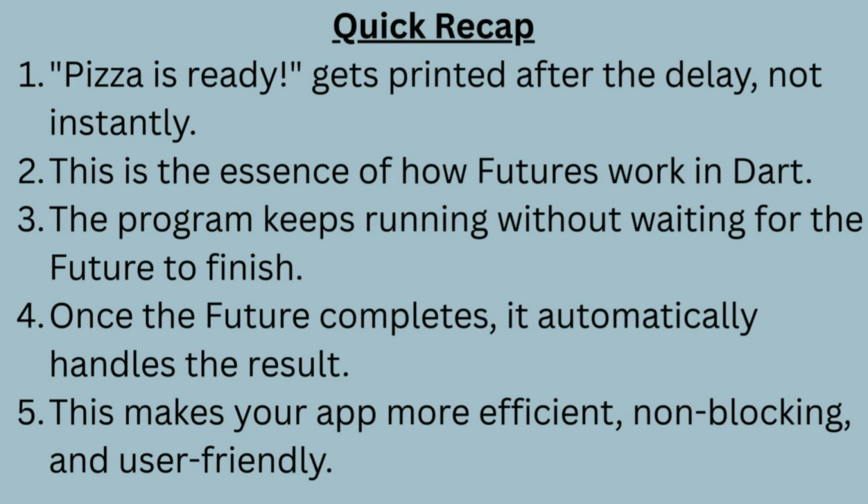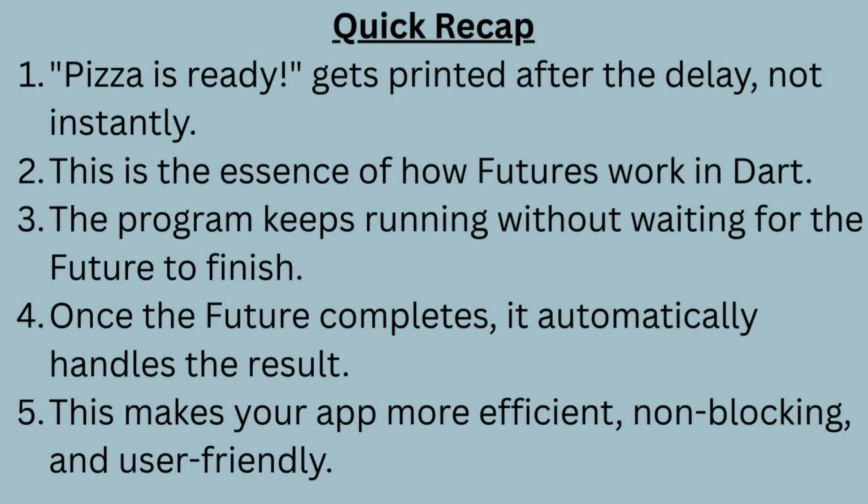It allows you to start a task, like fetching data or waiting for something, and continue running the rest of your code without waiting for that task to finish. In our example, while the pizza was being prepared in the background, simulated by a delay, the program moved ahead and printed, doing other things while waiting. Right away, once the task was done, the future completed and printed the final message. Pizza is ready. This is how asynchronous programming keeps your app smooth, fast, and responsive, by avoiding unnecessary waiting and using time wisely.